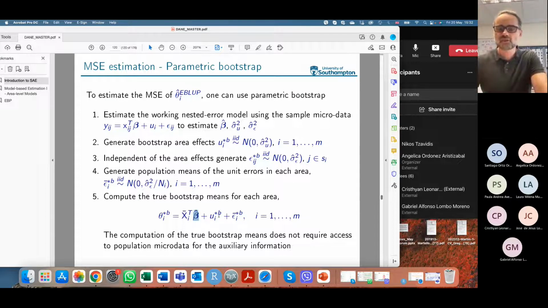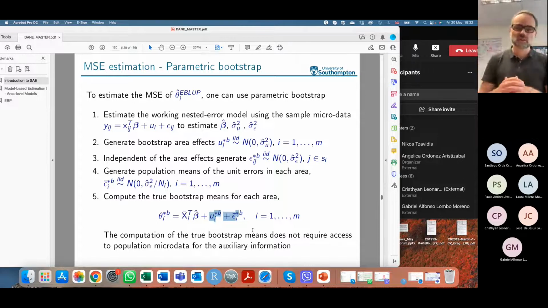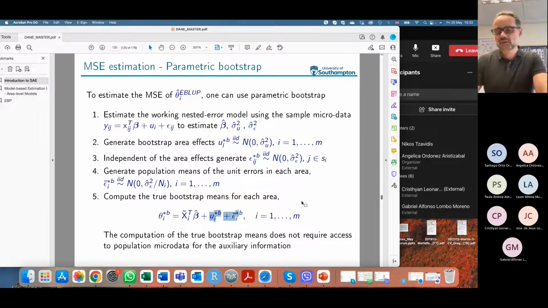The only thing that introduces variability here are these two components, basically. You have a new realization of random effects and a new realization of the unit level error terms, the average of this, under the model, and the model assumes that these two terms are normally distributed. That's it. That's the only variability that is introduced here, right? So you will repeat that many times, and each time you repeat, you will be able to construct a new set of true population parameters under the model, okay?